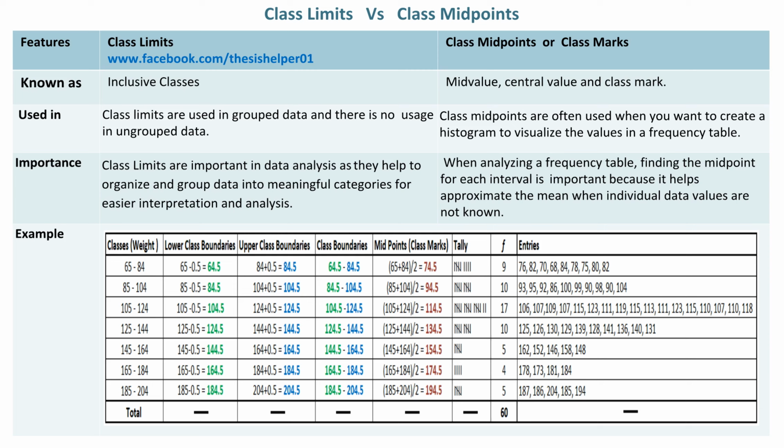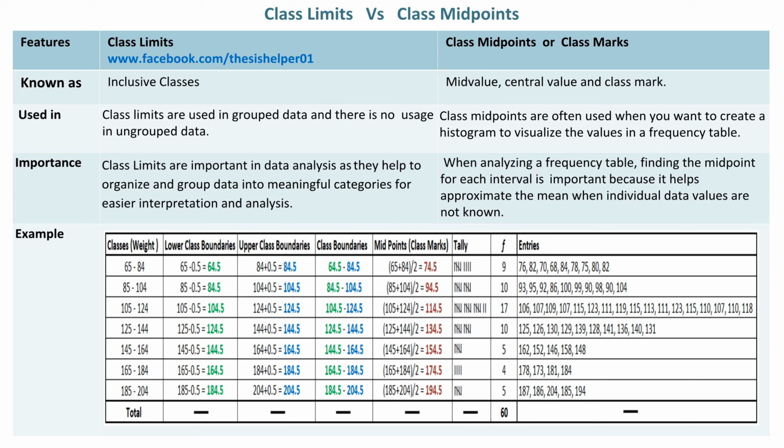In the example, you can see class weights, which are class limits that are given in the first column. After that, compute lower class boundaries by subtracting 0.5 from lower class limits to get lower class boundaries in the second column. In the third column, calculate upper class boundaries by adding 0.5 to upper class limits. In the fourth column, you can write class boundaries.